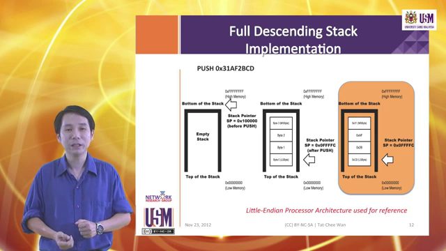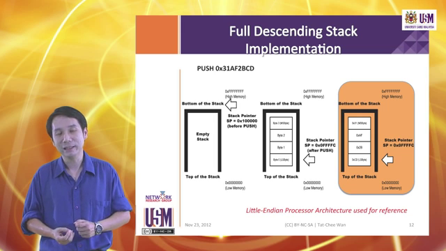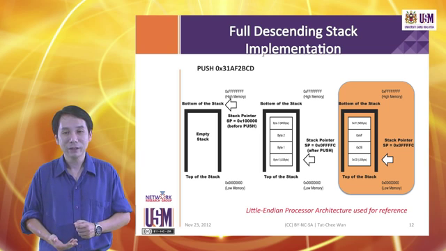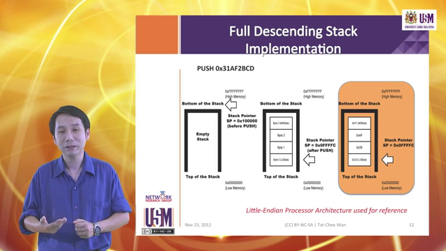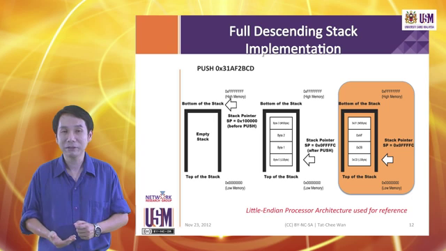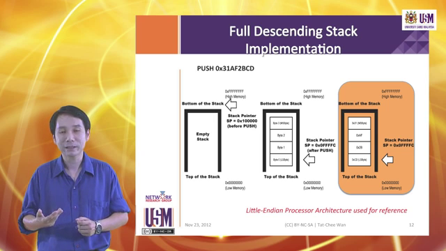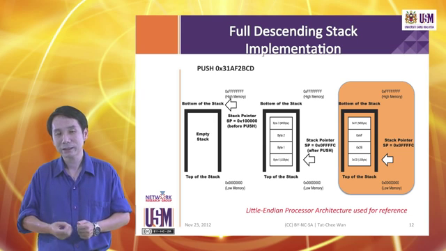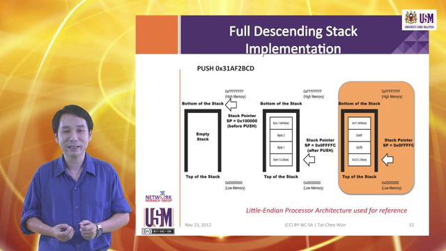So in the example here, we are pushing the hexadecimal value 31AF2BCD, and in the memory address locations, at the lowest value memory address location, we have the byte CD. The next higher value is 2B, the next higher AF, and finally the highest location has the value 31. Now this is the implementation of a full descending stack using a little endian processor architecture.